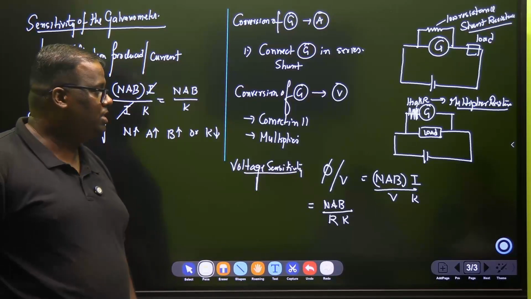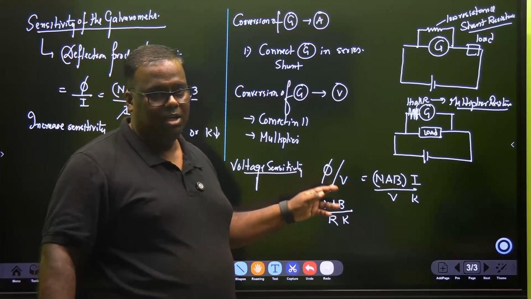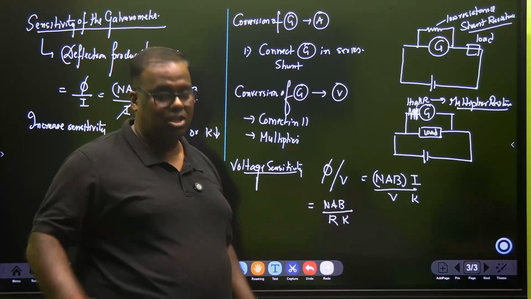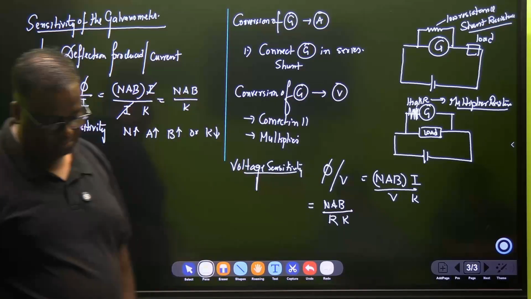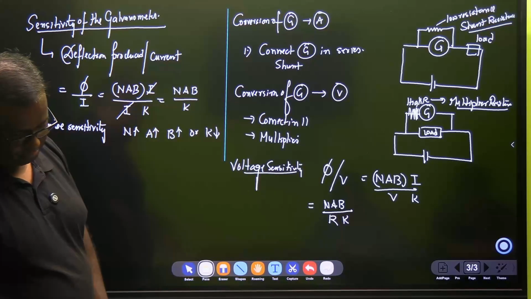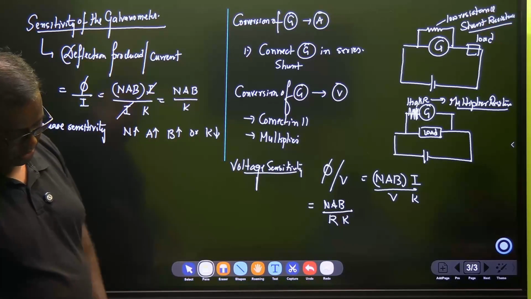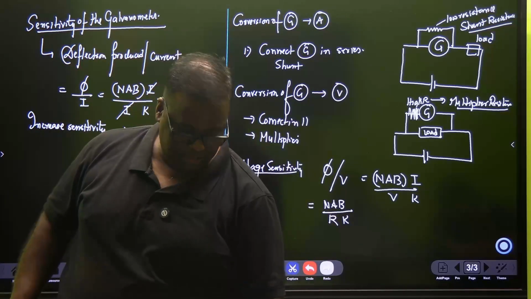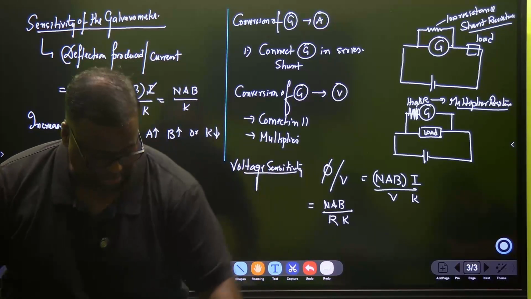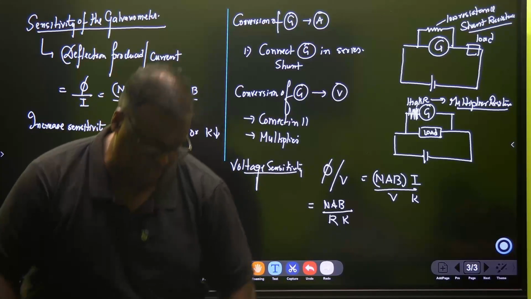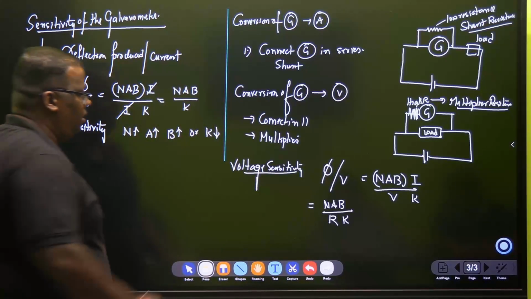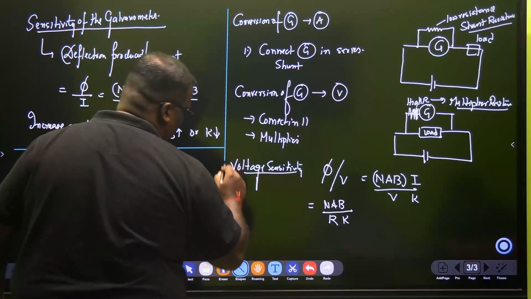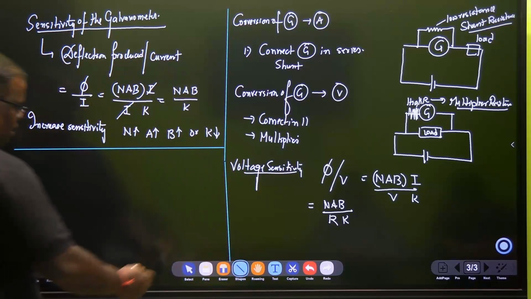So if you want the sensitivity to go up, at that moment your resistance has to come down. Voltage sensitivity, so NAB by KR. And there is a small logic that we will also see here. Now see the logic. You know what is voltage sensitivity? You know what is this, okay?